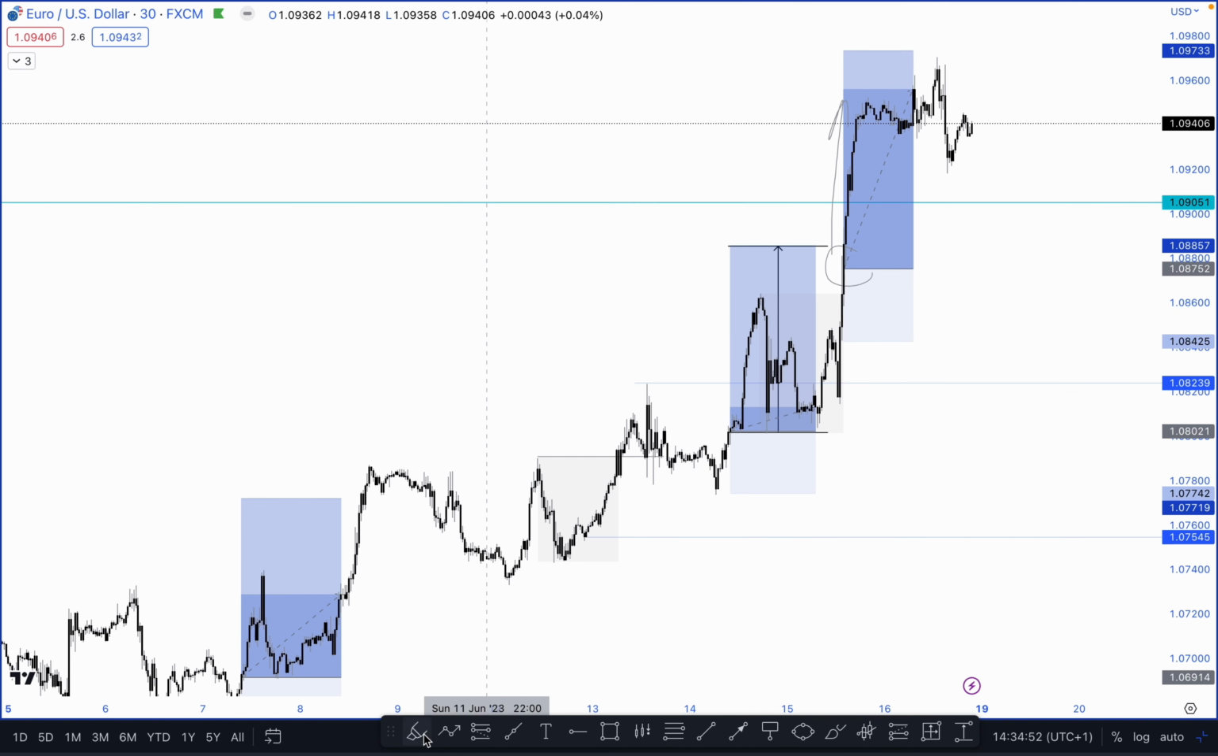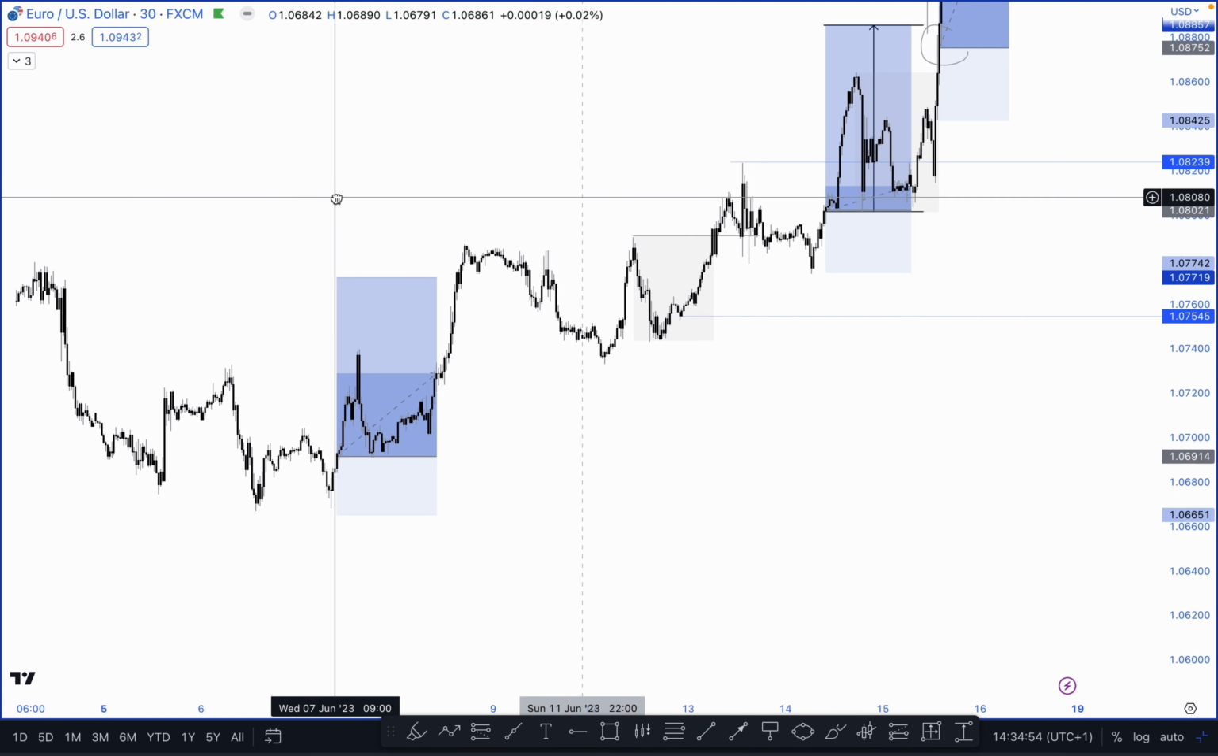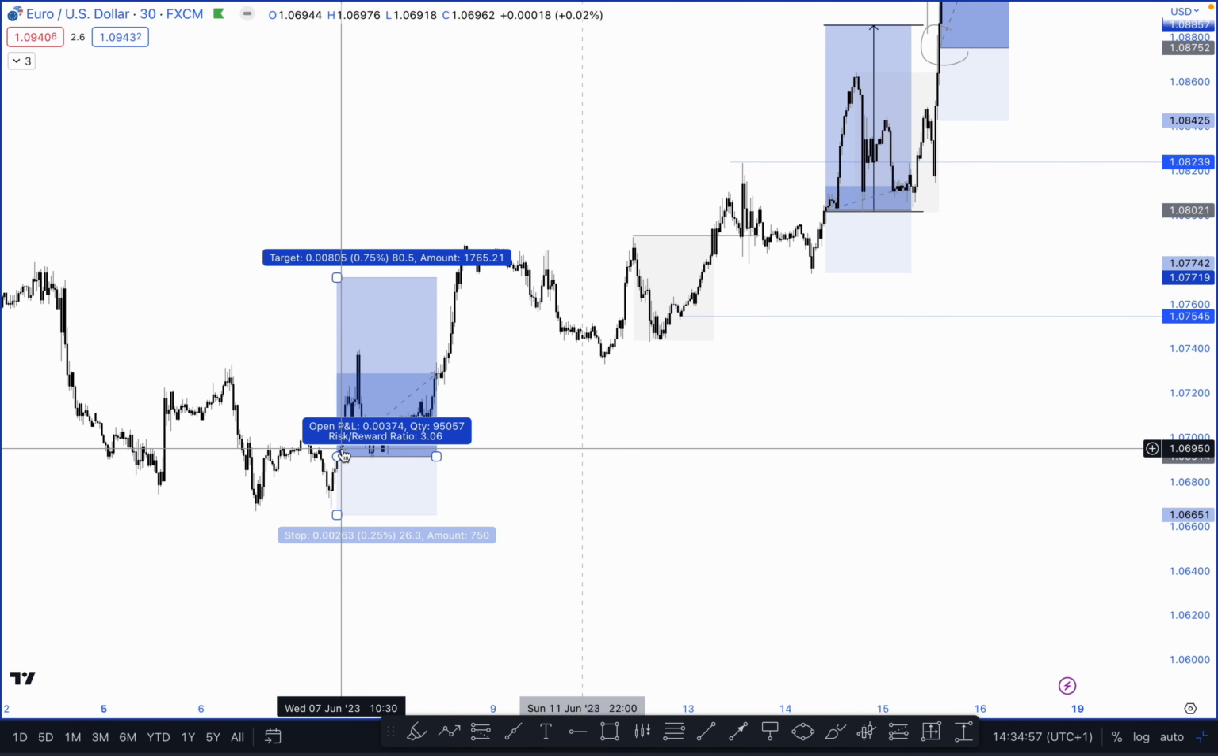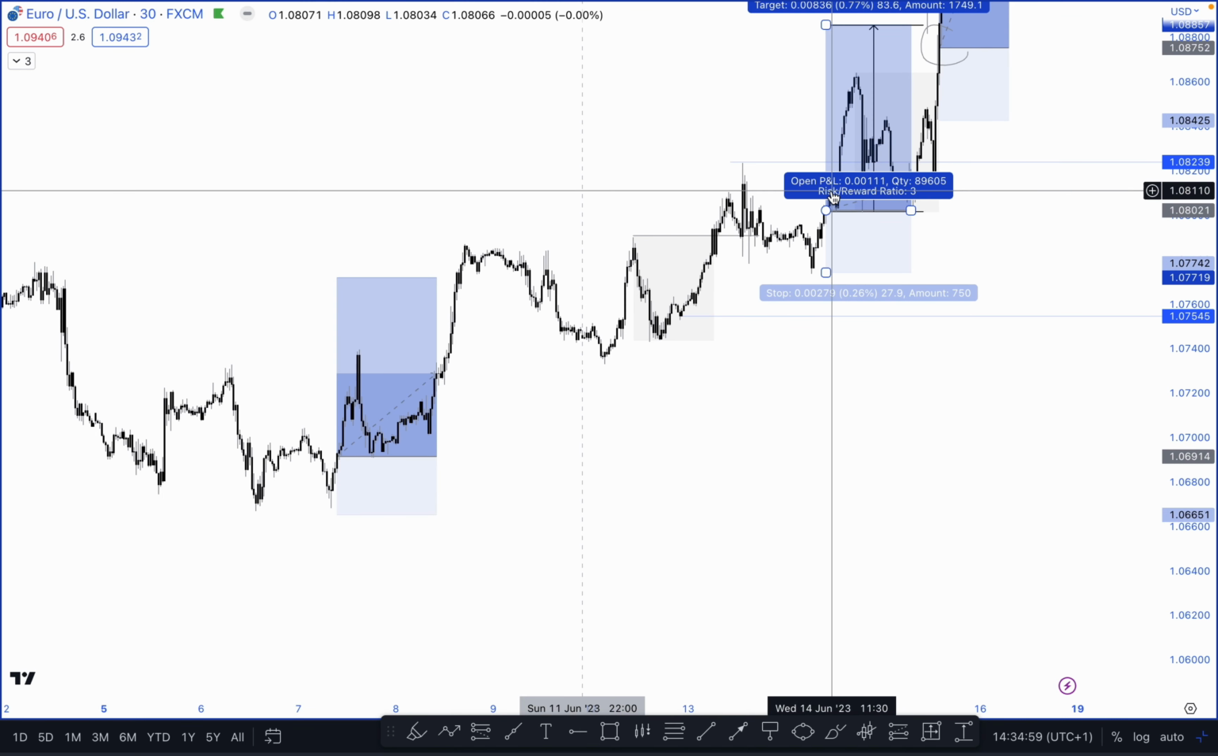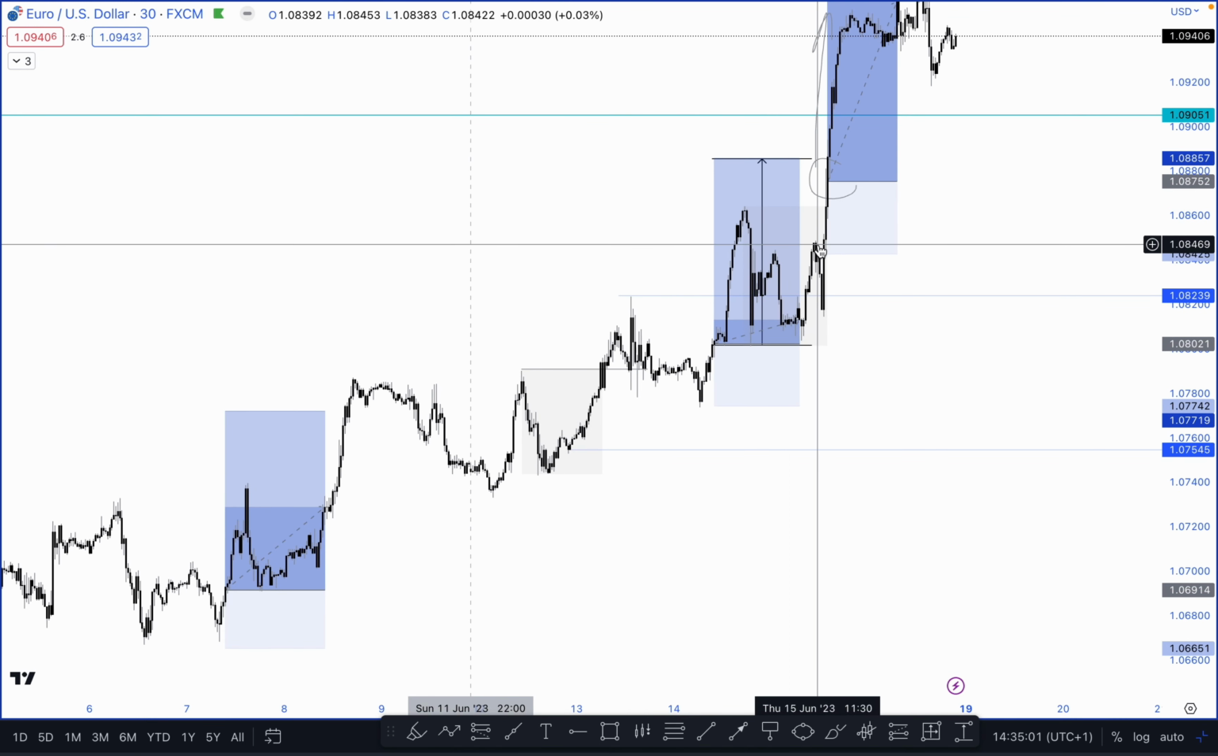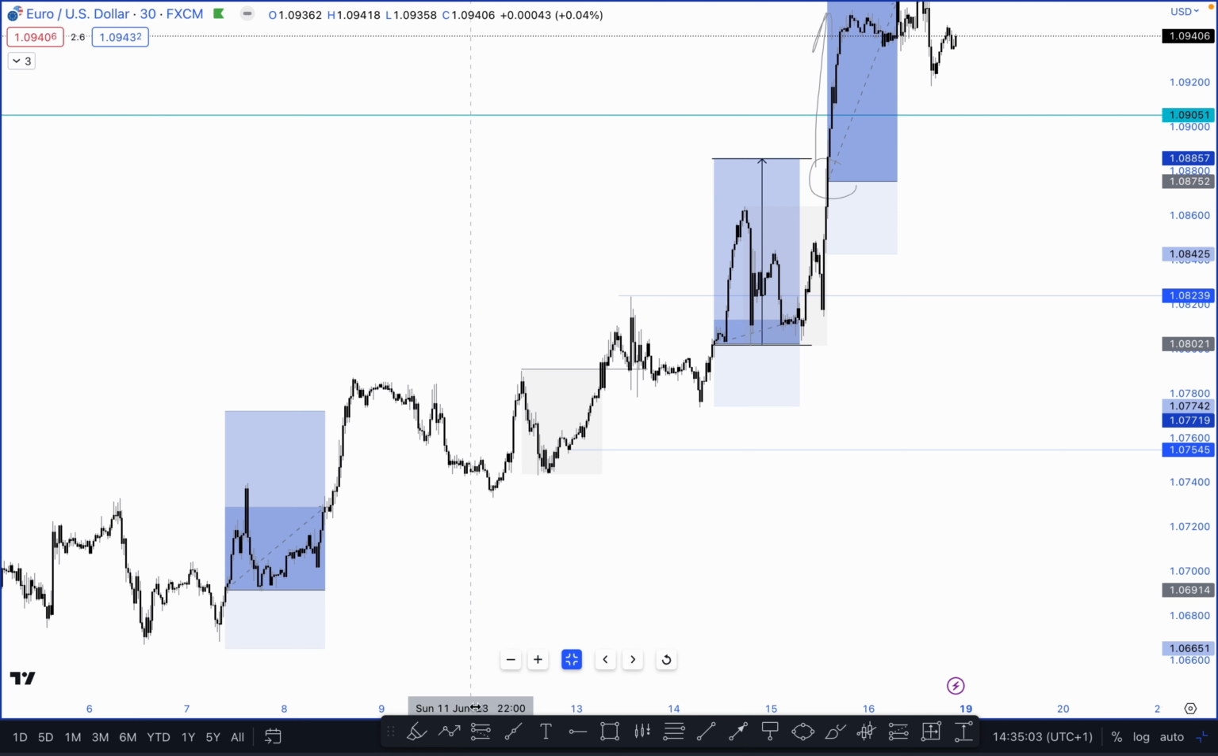So interesting week for EURUSD. We started buying EURUSD on Wednesday 7 June through to the upside. Bought it right here, bought it again on Wednesday 14 June, then bought it again on Thursday 15 June.